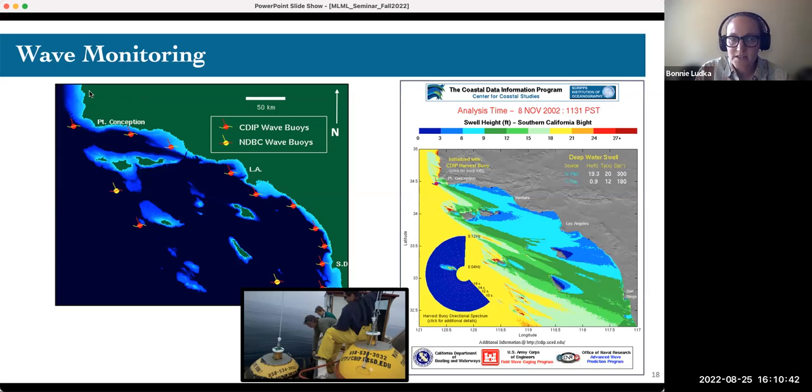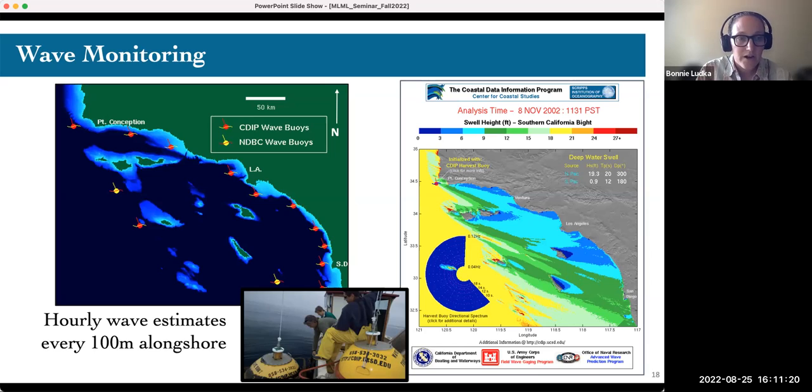Those buoys are then used to initialize a spectral refraction wave model. This image on the right is showing you in color an example of significant wave heights on this particular day. You can see there's quite a bit of alongshore variation on our coast due to island shadowing and shoaling across complex bathymetry. So it's really important for us to have these observations and model in this particularly complex region. These buoys and model combined give us hourly wave estimates every 100 meters alongshore in 10 meters depth.